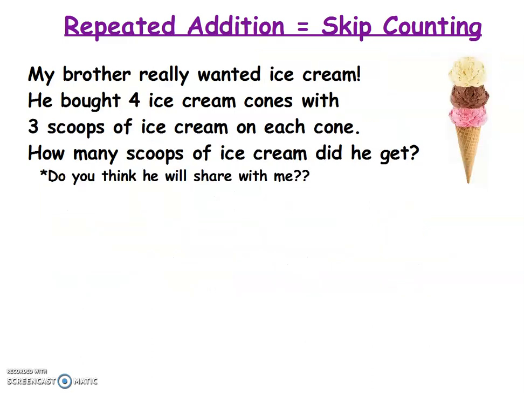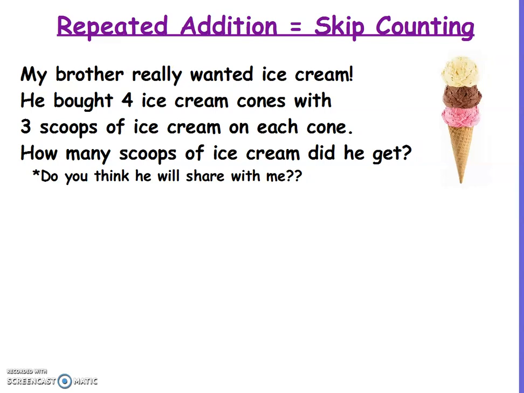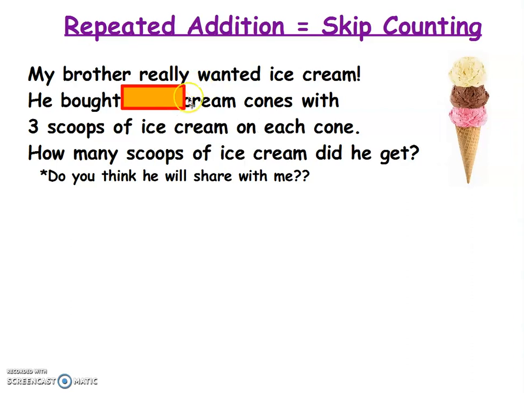All right, let's take a look at the next one. You can pause the screen at any time also to solve the problem on your own and then replay it so we can check our answers, okay? So my brother really wanted ice cream. He bought 4 ice cream cones with 3 scoops of ice cream on each cone. How many scoops of ice cream did he get? And also, do you think he'll share with me? I hope so.